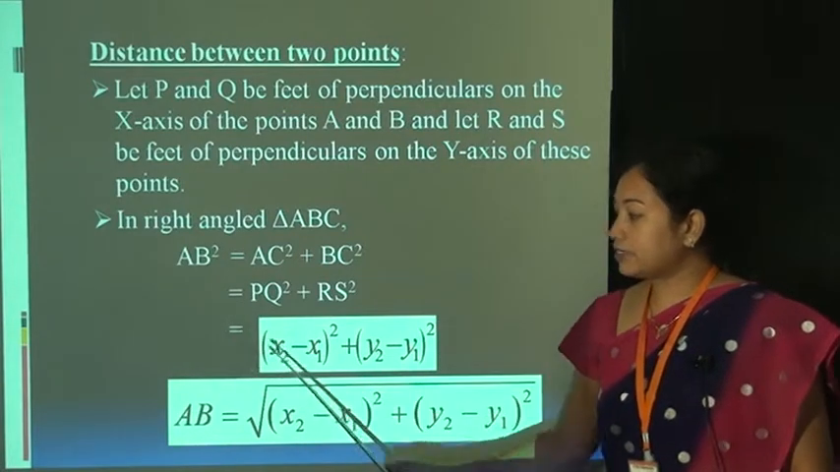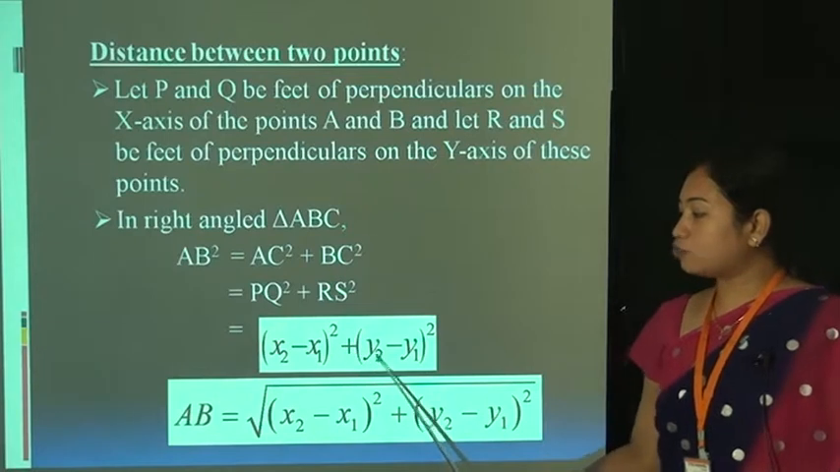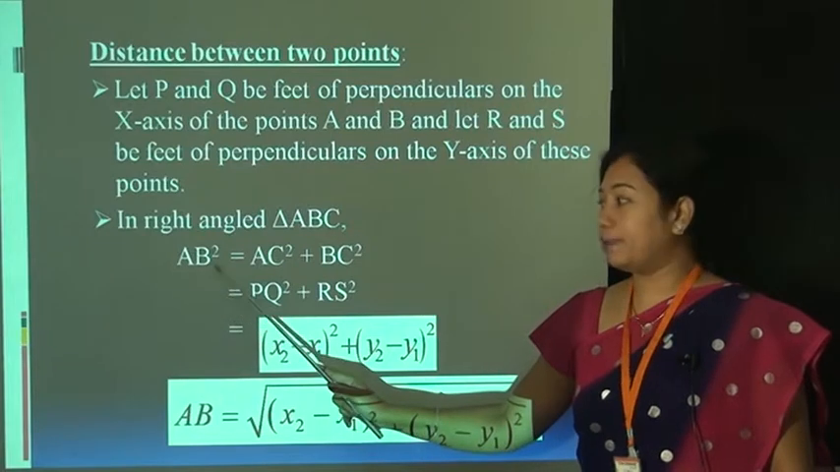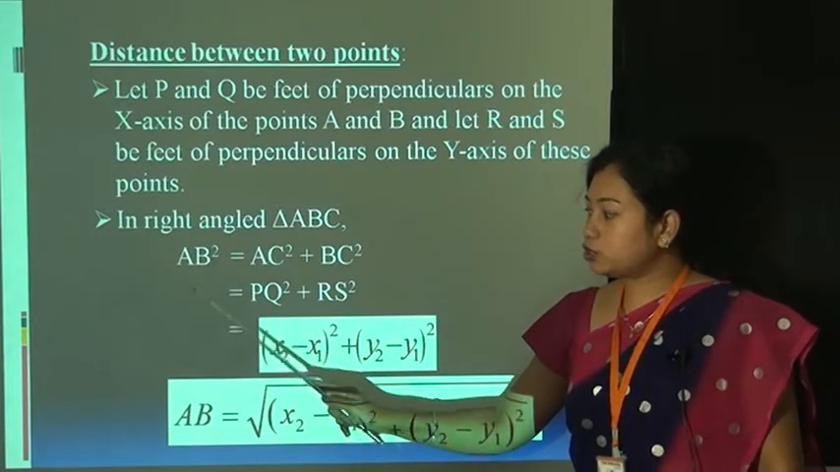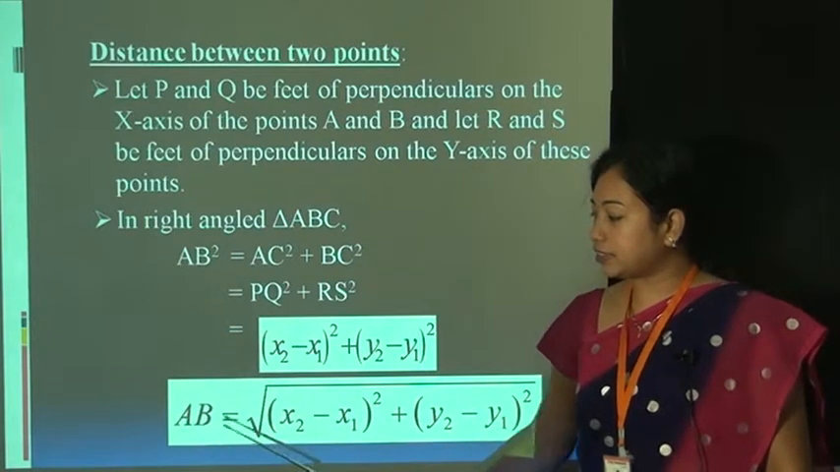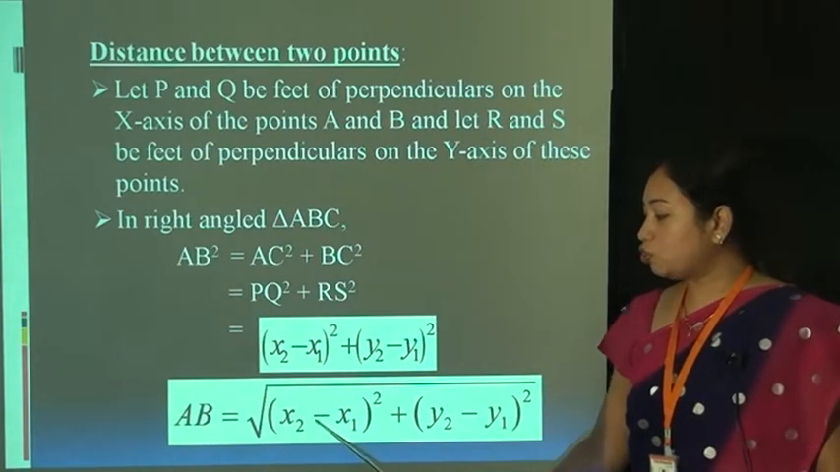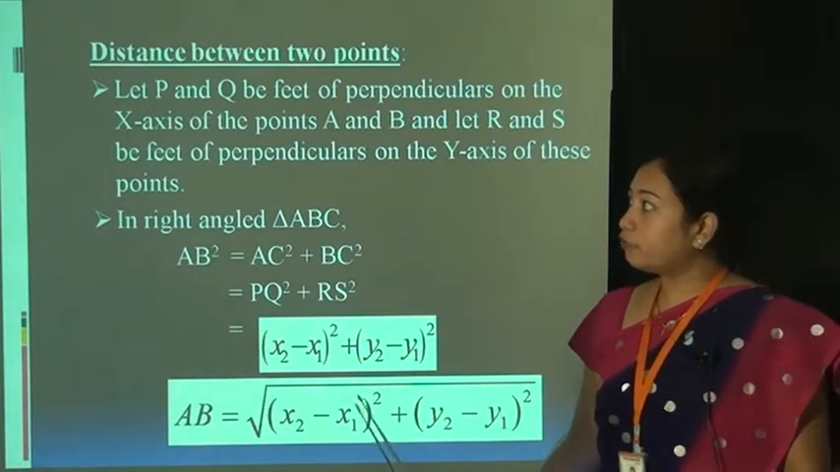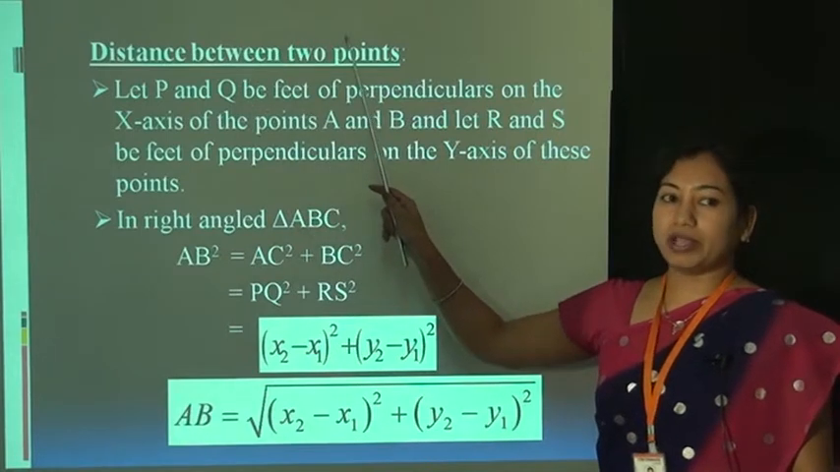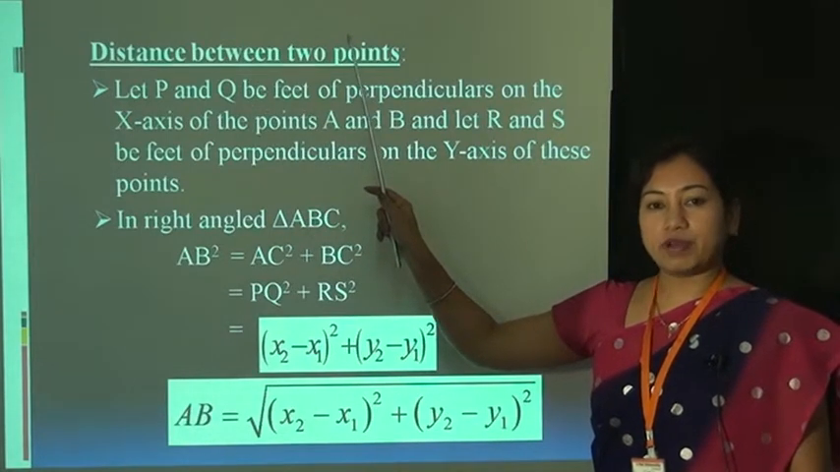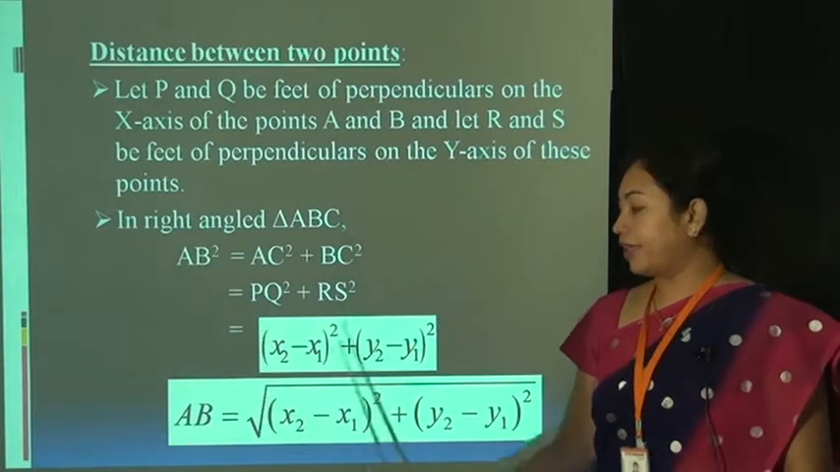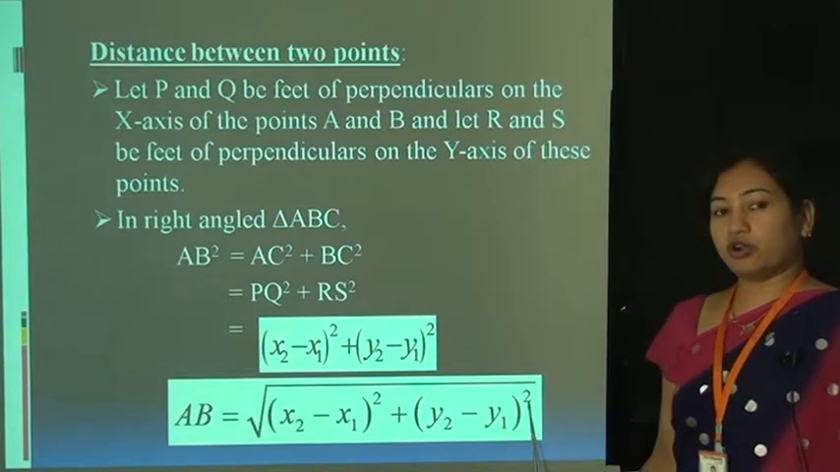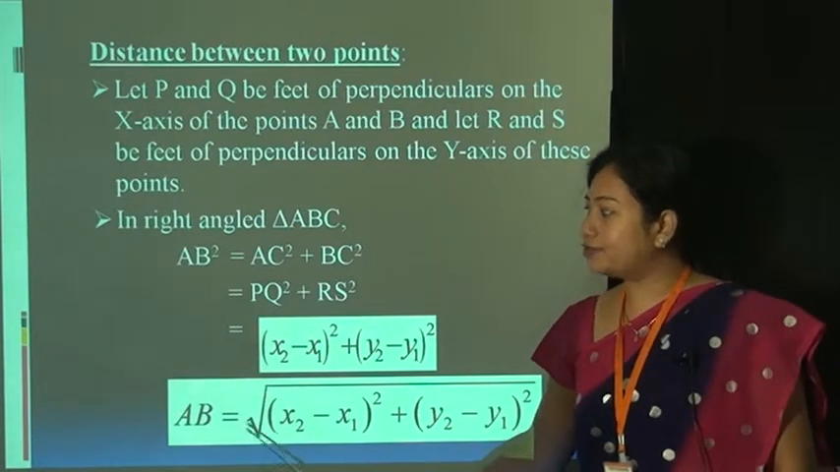So AB square is nothing but (x2 minus x1) square plus (y2 minus y1) square. I want to calculate only the value of AB, not AB square. That's why taking the positive square root on both sides, we get AB is nothing but under root of (x2 minus x1) square plus (y2 minus y1) square. This gives the formula for the distance between two points A and B whose coordinates are (x1, y1) and (x2, y2). That means the difference between x coordinates squared plus the difference between y coordinates squared, and taking the square root gives the distance between these 2 points.